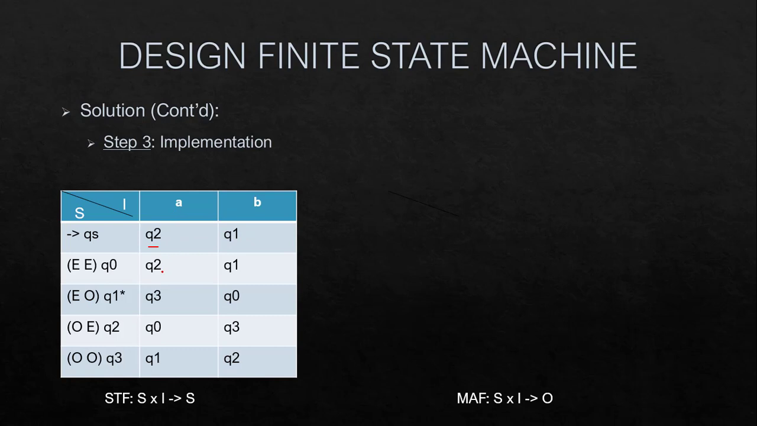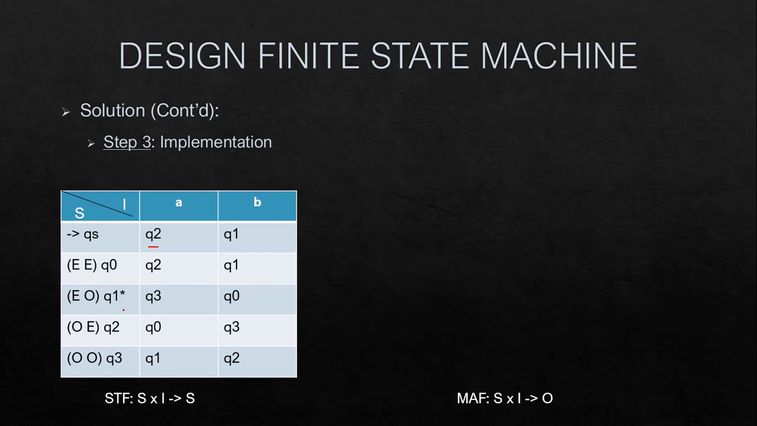Then when we reach Q0 state, the previous state was such that we had found even number of A's and even number of B's. So once we get the next input symbol as A, it becomes odd number of A's and even number of B's. That means we will go to Q2 state. Then if the next input symbol is B, then it becomes even number of A's and odd number of B's.